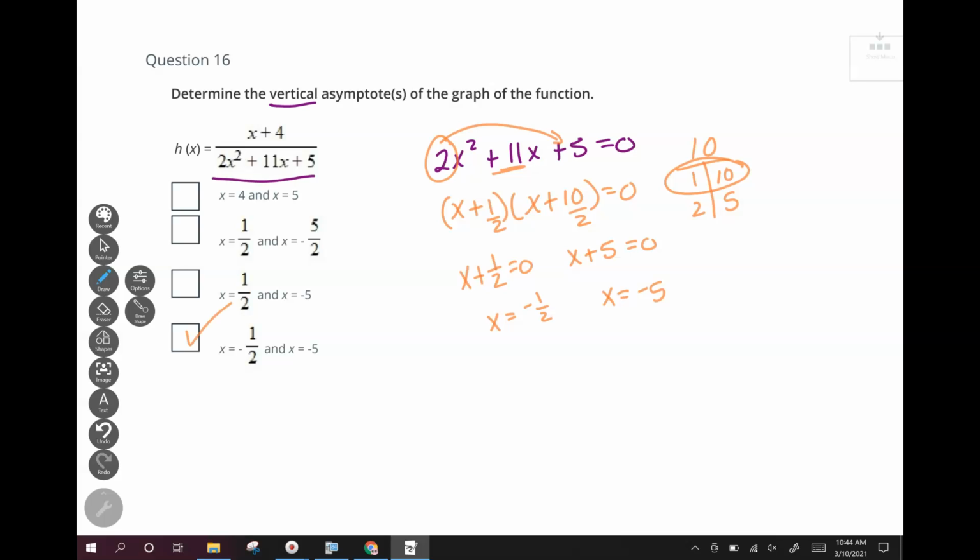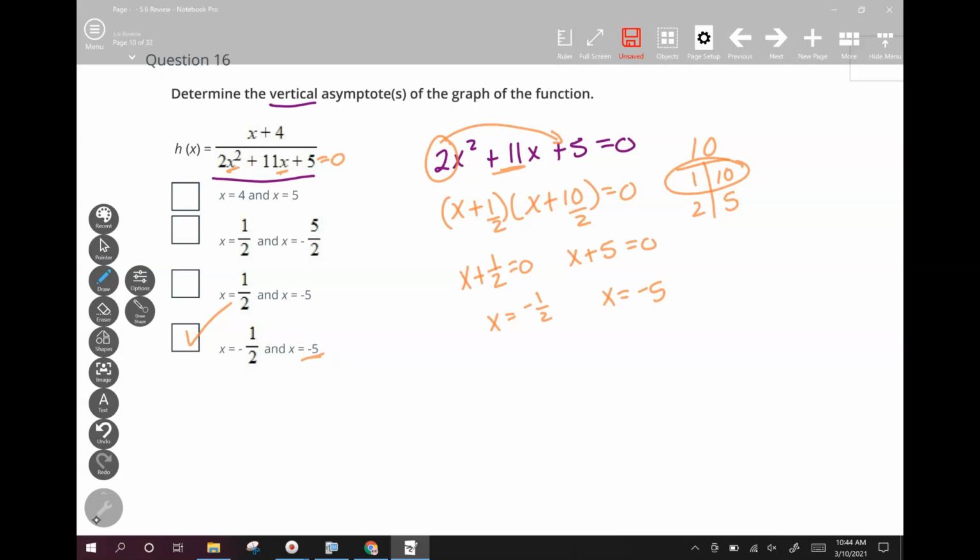If you wanted to check to make sure that was correct, you could plug those x values back in here and make sure that it comes out to 0, right? Because that's what vertical asymptotes are. It's where the denominator equals 0. What causes the denominator to equal 0?